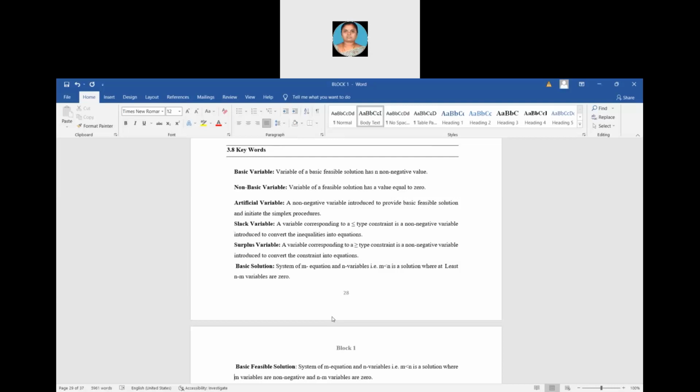Slack variable is a variable corresponding to a less than or equal to type constraint. That is, you use a slack variable whenever your inequality is less than or equal to. So how do we convert that inequality into an equation?